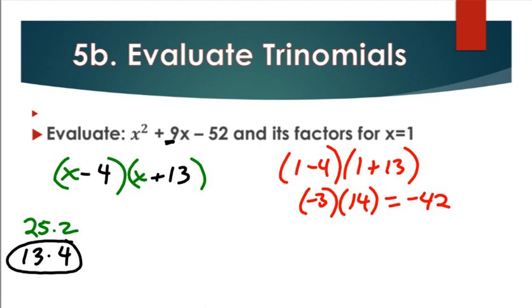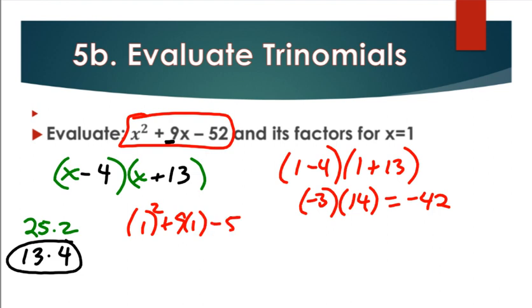If I were to put that into the trinomial, 1 squared plus 9 times 1 minus 52. This would be 1 plus 9 minus 52. So 10 minus 52 gives us a negative 42. So factoring can also make doing the math a lot quicker because you see the factors for the trinomial.